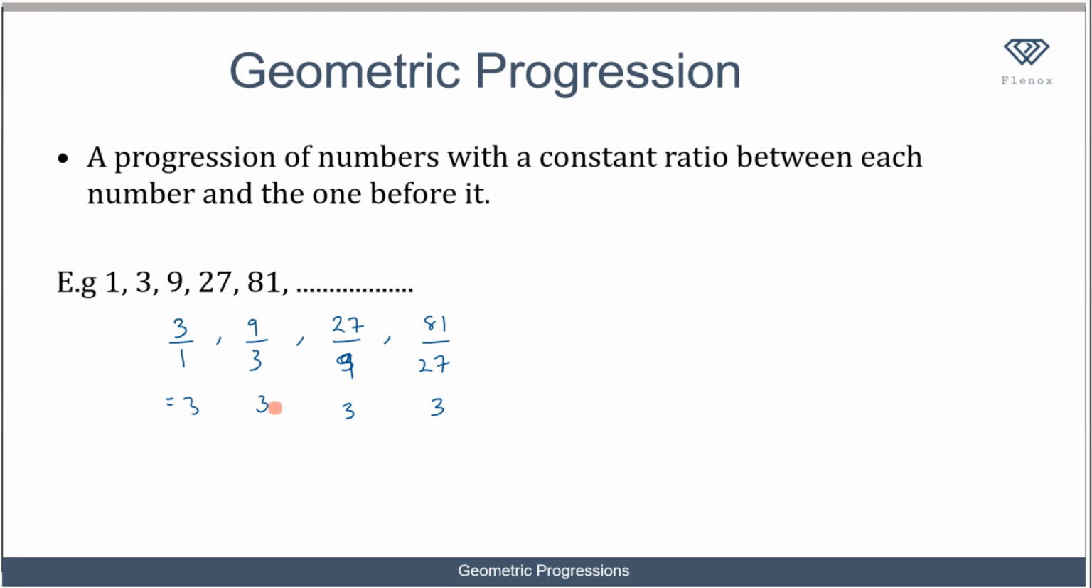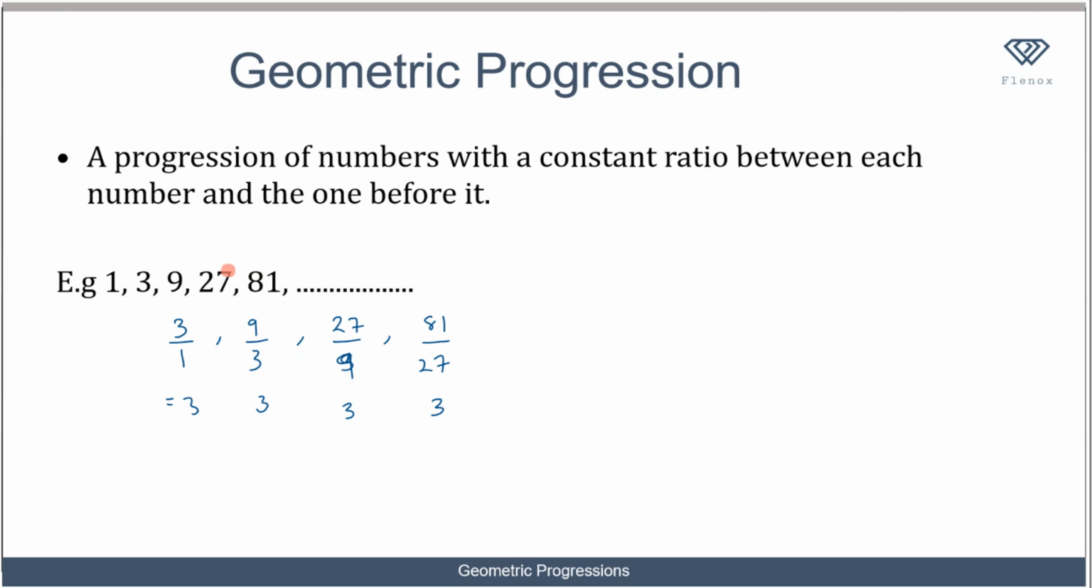As you can see, the ratio between a number and the term before it is equal to a constant number. In this case, that is 3. So progressions such as this we call geometric progressions. Another way of saying it is that these are progressions in which you multiply a term by a constant number to get the next term. So in this case, we are multiplying a term by 3 to get the next term. So you multiply 1 by 3, we get 3. 3 by 3 gives us 9. 9 by 3 gives us 27. 27 by 3 gives us 81.